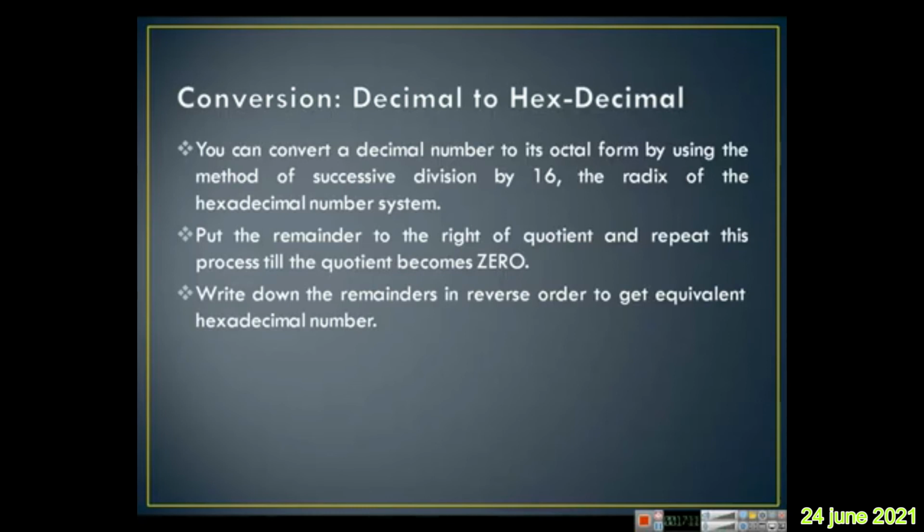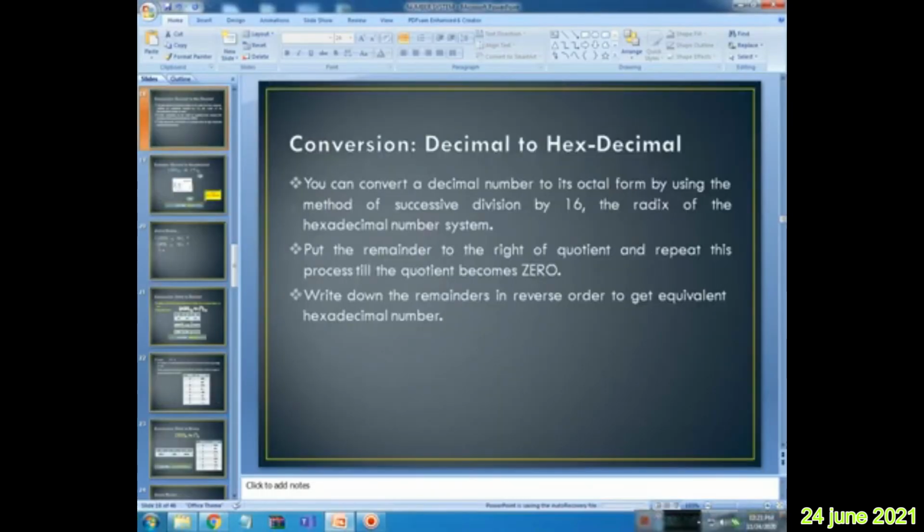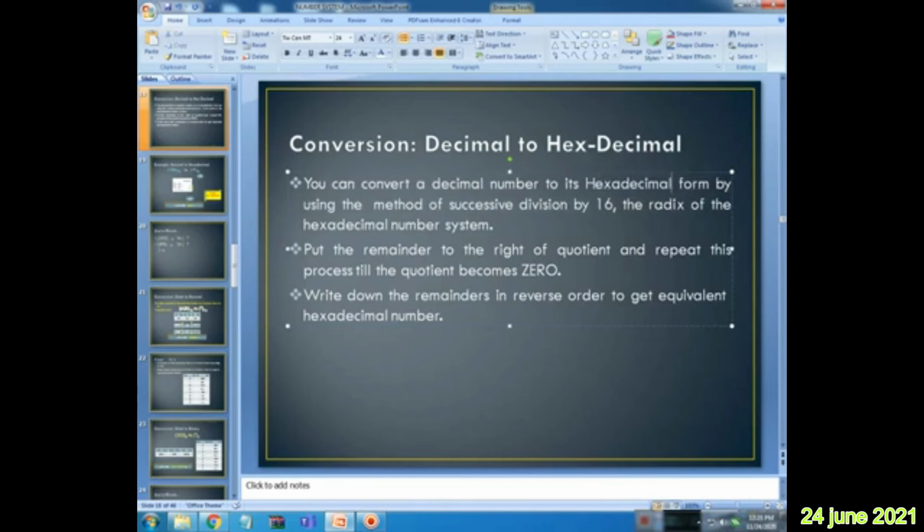Now, we have seen decimal to binary, binary to decimal, decimal to octal, octal to decimal. Now, we will see decimal to hexadecimal and hexadecimal to decimal. Once again, we can convert a decimal number to its octal form by using the method of successive division, not octal here. This is a copy and paste problem. Here it is hexadecimal, right? This is the correct one, right?